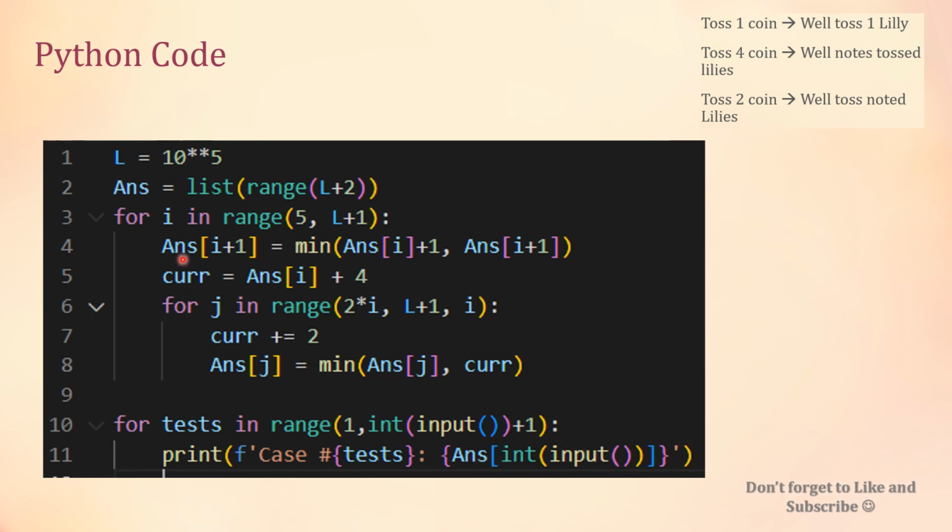Here the output of i plus 1, or answer of i plus 1, is the same thing we are doing here: the previous one plus 1 or the existing one, and that existing one keeps updating in this loop. Here we are tossing 4 coins, here tossing 2 coins, and we do the minimum here and also outside, and keep updating this existing list. In lines 10 and 11 the time complexity is O(1), but the overall complexity is the maximum L, which is 10 power 5, multiplied by log n, because we are iterating through the ith index.